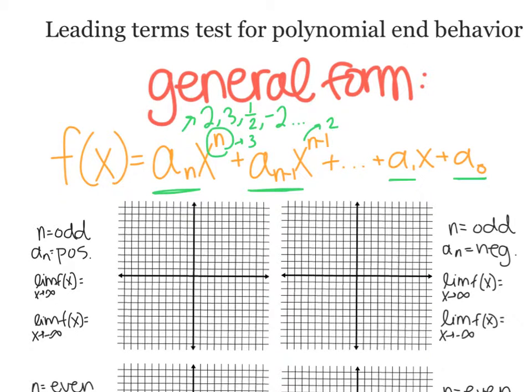And then we can continue down until this is going to be the x to the 1st, and then this term is just going to be our constant, so we have no x value here. So this is the general form of our equation. All polynomials are going to take this form.